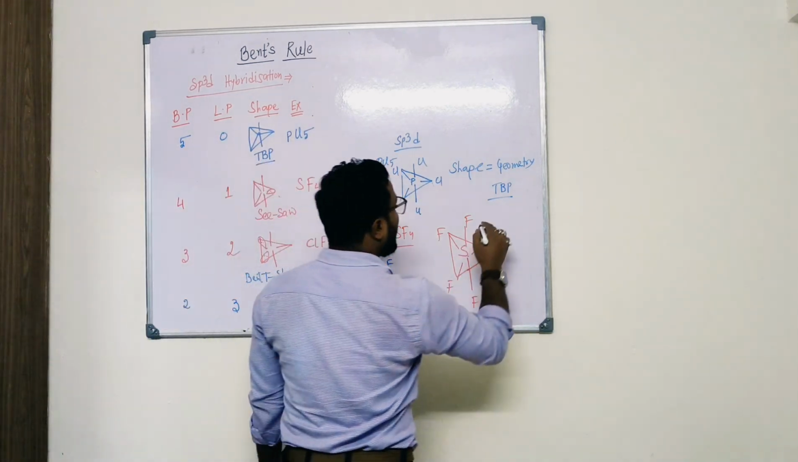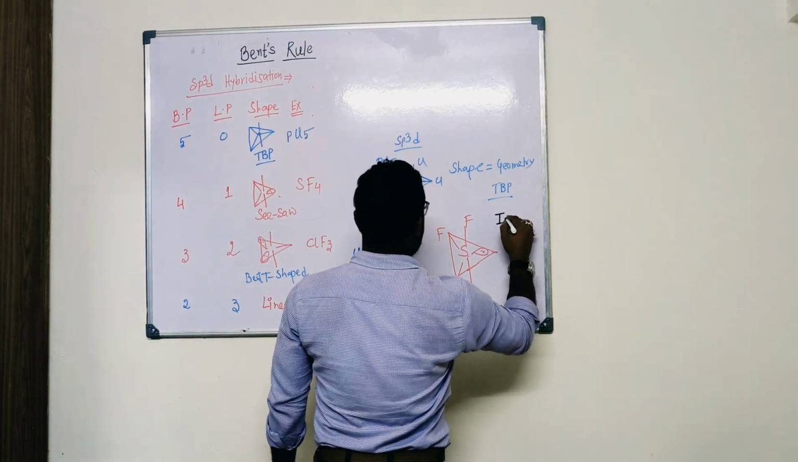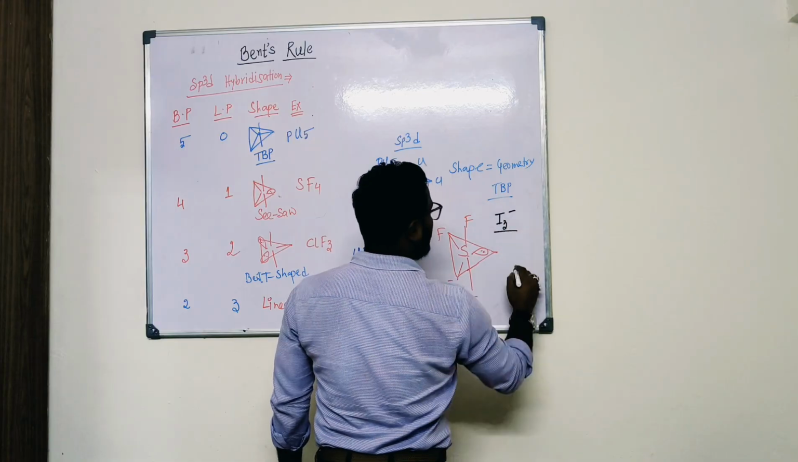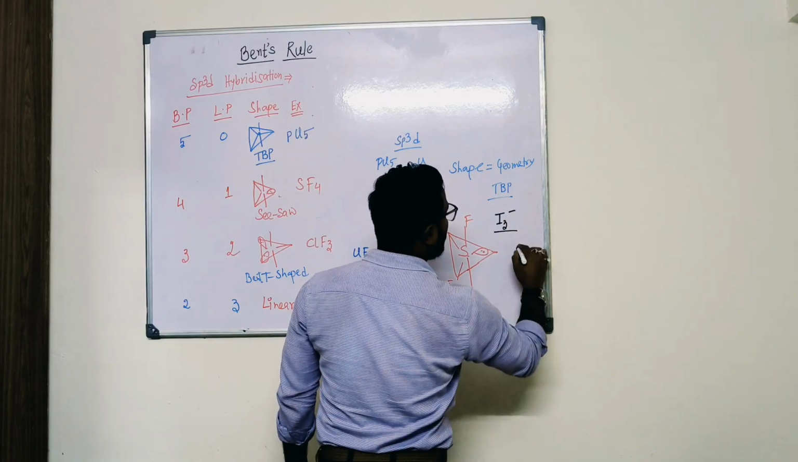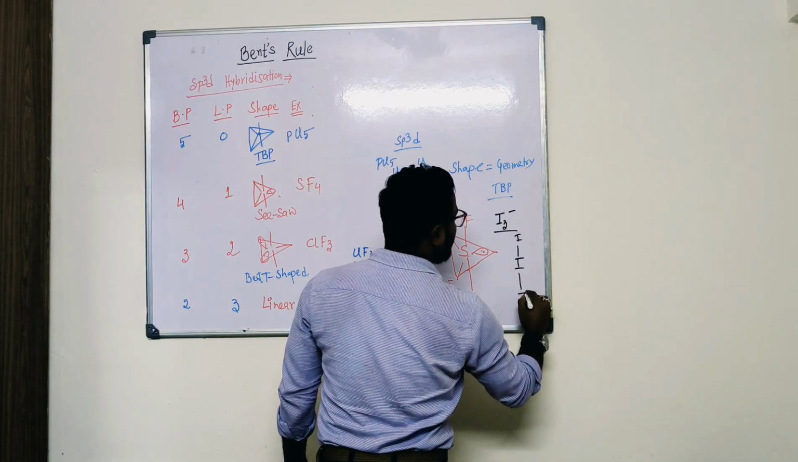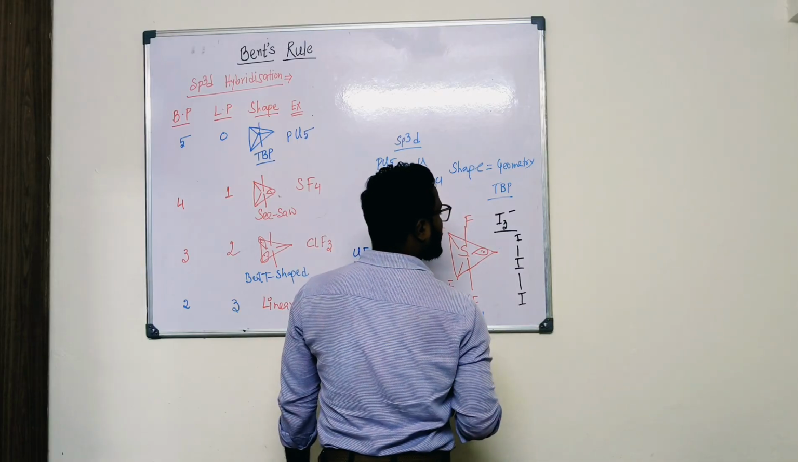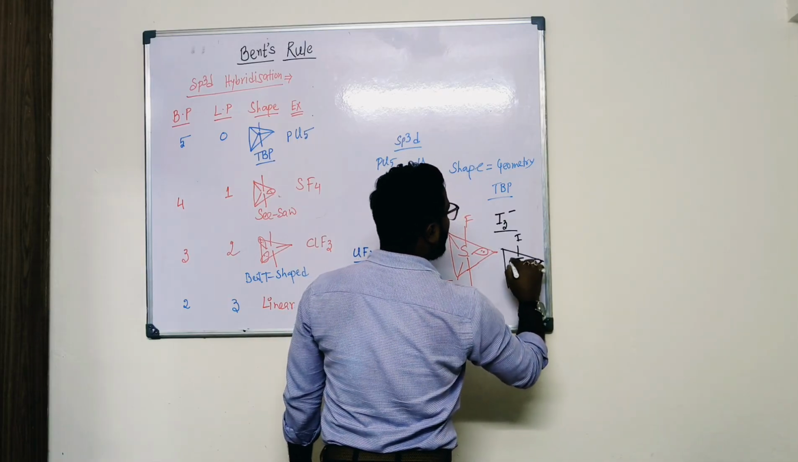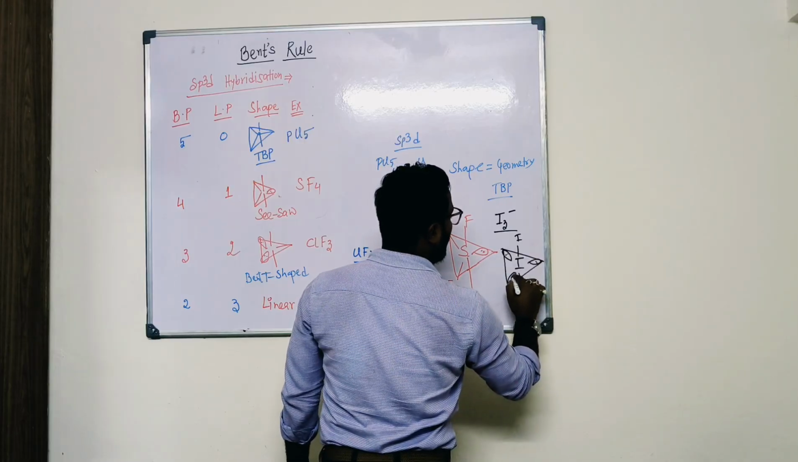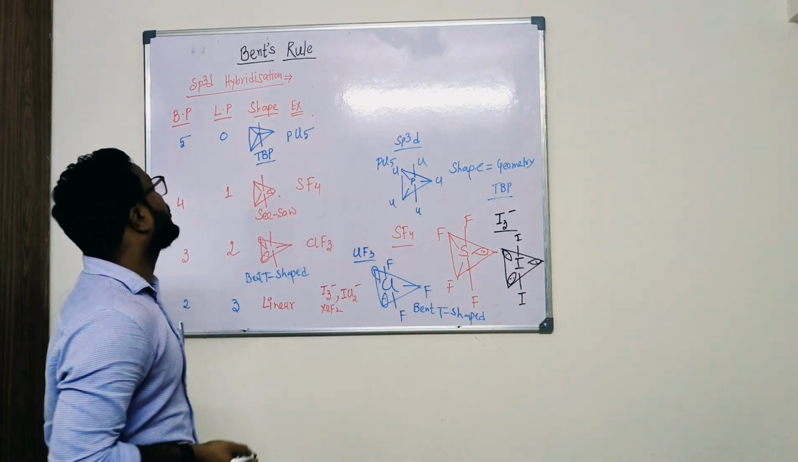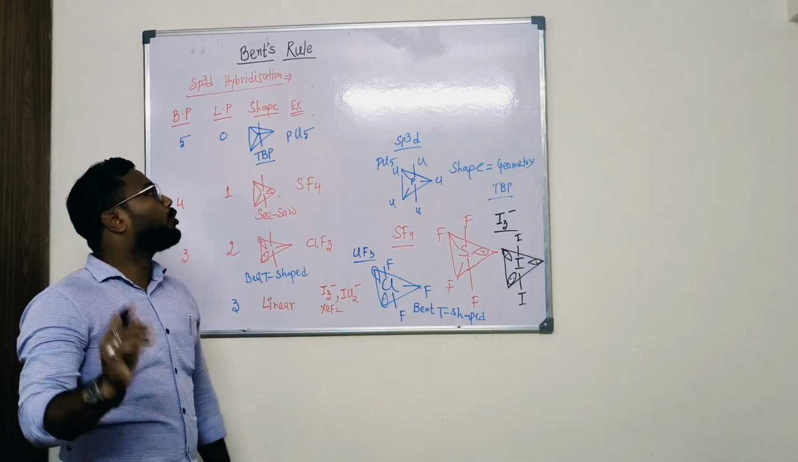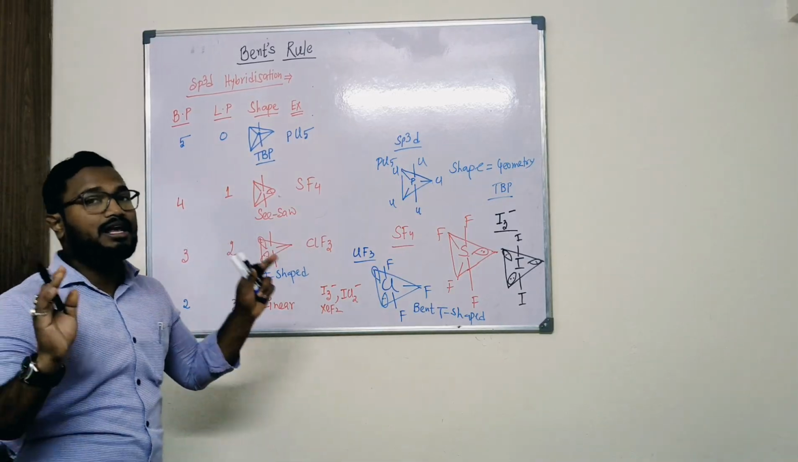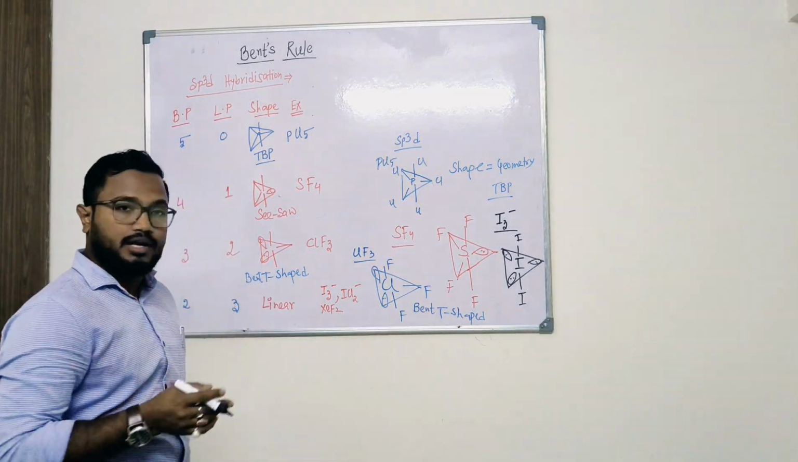Let's draw for I3 minus. In this case, iodine is the central atom, and two atoms need to be placed in axial positions. So you can draw it like this: one lone pair, two lone pairs, and three lone pairs. So this is all about lone pairs and how hybridization and structures are varying.